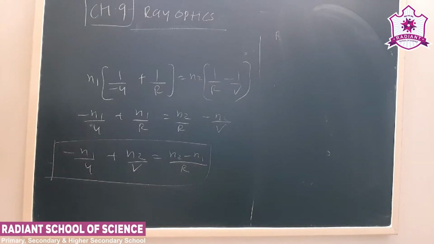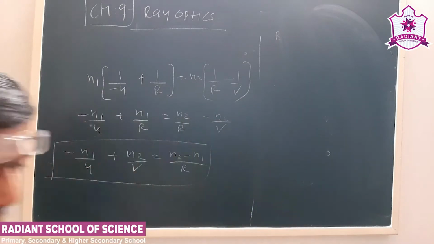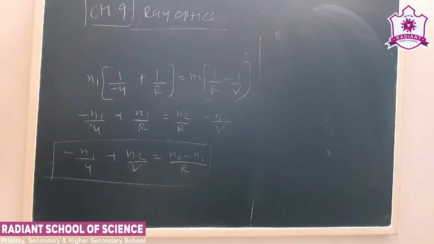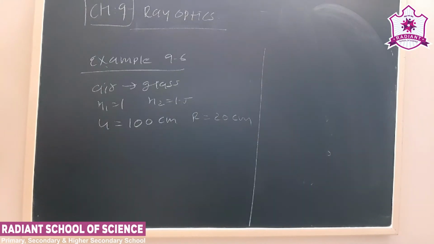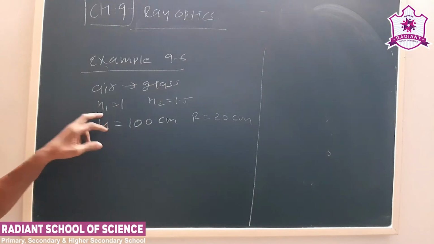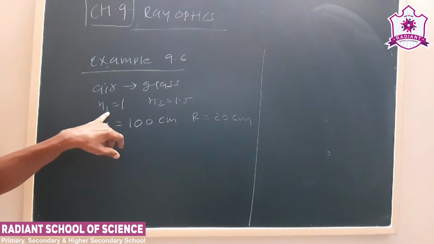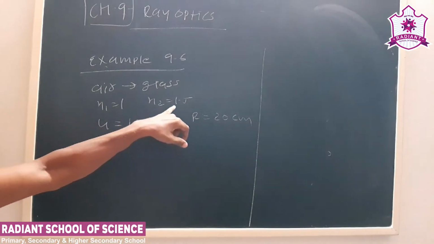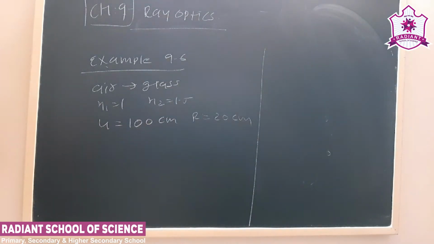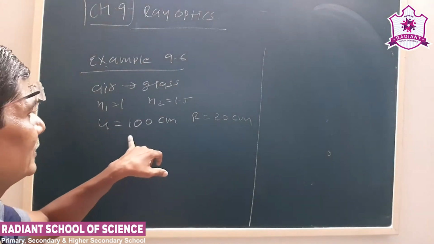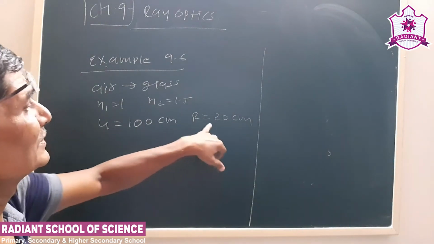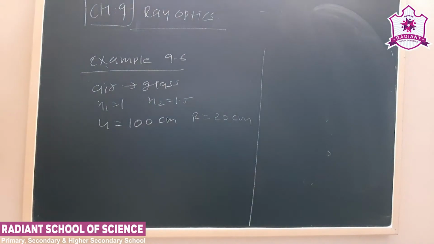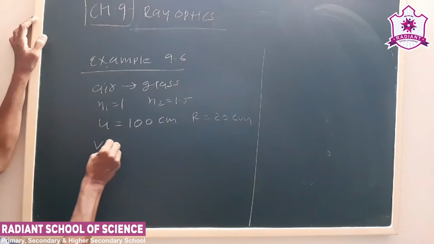Yes. Now see example number 9.6. Now see our example number 9.6 is based on this. See, a ray of light travels on a spherically curved surface from air to glass, which has a refractive index of 1.5. See, the object is kept at a distance of 100 centimeter. See, the radius of curvature of the spherically curved surface is 20 centimeter. See, what we have to find out is the image distance.